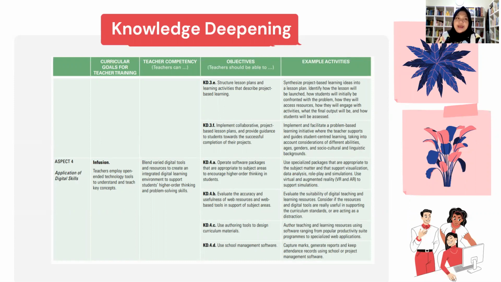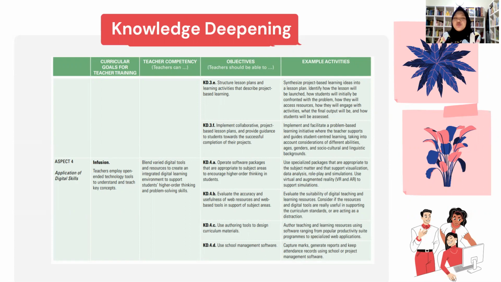The fourth aspect, which is application of digital skills. In this aspect, the teacher should be able to operate software packages that are appropriate to subject areas to encourage higher order thinking in students by using specialized packages that are appropriate to the subject matter and that support visualization, data analysis, role play, and simulations.